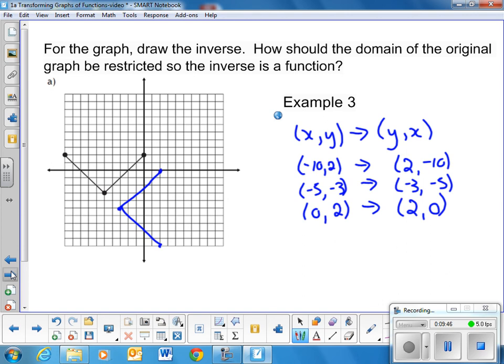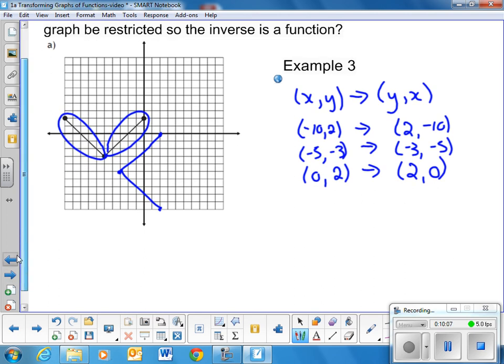But if we're asked how we could restrict the domain of the original one, so what part of the graph when we graph the inverse would make it a function? The answer is that we can either restrict it to this half of our original function or this half of our original function. So we can restrict the domain in two ways.